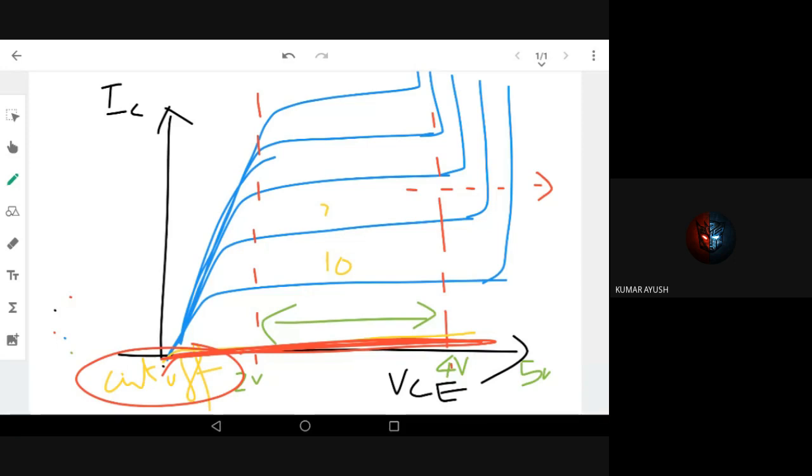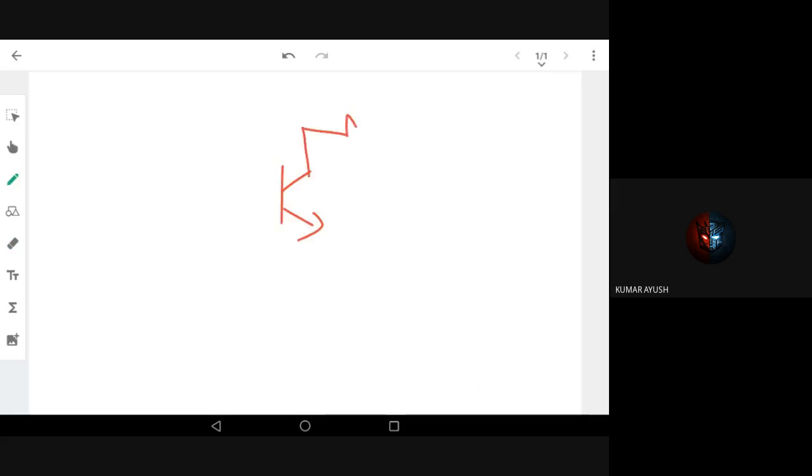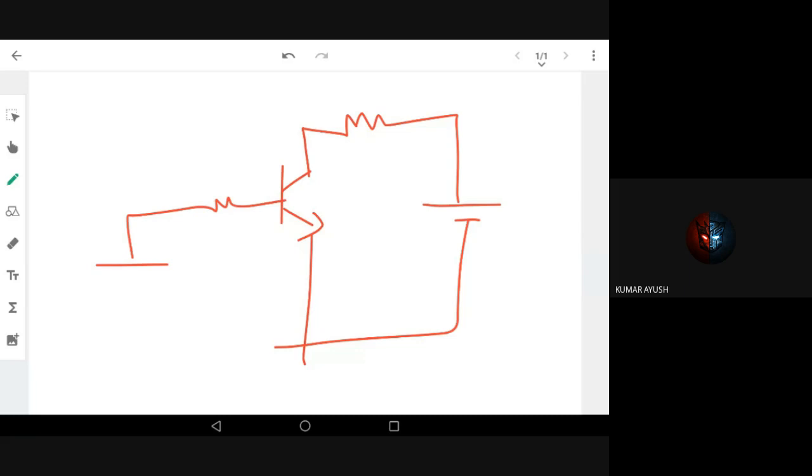I'm just giving a problem, and tomorrow we'll continue with the DC load line. So I'm going to draw it. This is a transistor, with some resistance here, some VC here, and this is the emitter, and some RB here, some voltage here. This is VBB, and the terms you have to remember are VBB, VCC, RC, RB.